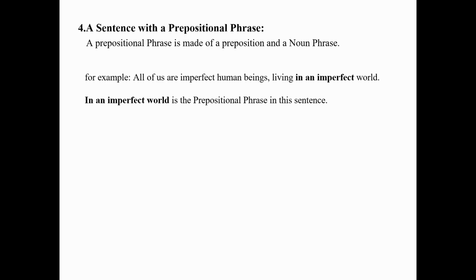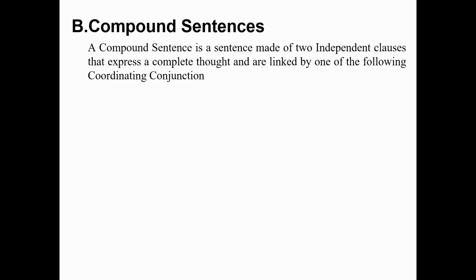We will move now to the second type of sentences. Compound sentences. A compound sentence is a sentence made of two independent clauses that express a complete thought and are linked by one of the following coordinating conjunctions, which means if you separate the clauses, they will still make perfect sense. These are the coordinating conjunctions. If you find difficulties memorizing them, just think of the word fanboys.